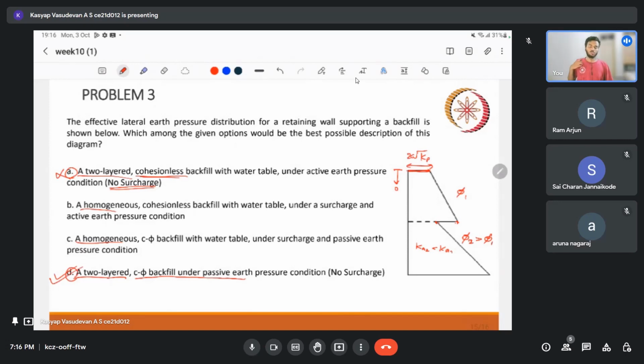I would encourage you to go through this, as it will solidify our concept better. I would suggest you go through different problems without checking the question. Just see the lateral earth pressure distribution and try to figure out what kind of loading or soil condition we have. If we are getting it properly, that means we are getting the bigger picture, right? That is also a good exercise to strengthen our basics.